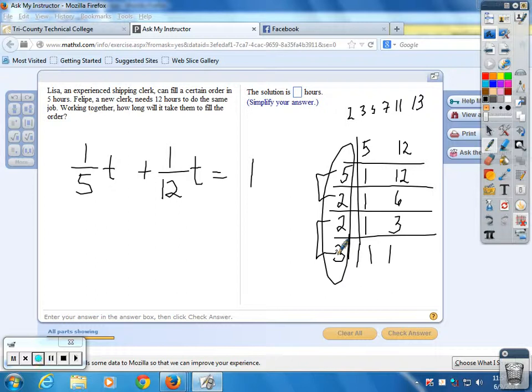Well, the t is on top. Actually, this is t over 5 plus t over 12 is equal to 1. That's the actual, this and this is the same thing. And now that you know how to clear the fraction, it should be a piece of cake to you.